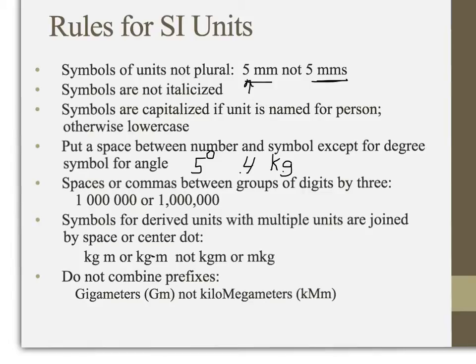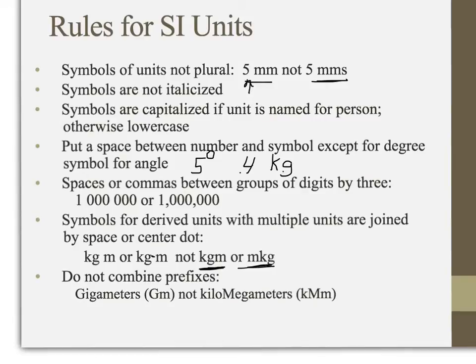Symbols for derived units with multiple units are joined by a space or a center dot. So kilogram meter should be kilogram with a space meter, or kilogram and a dot in between meters. Okay, so you do not run them all together like this. I prefer to put the dot there, but you can do it how you want, except you don't run them together. And then you never combine prefixes.